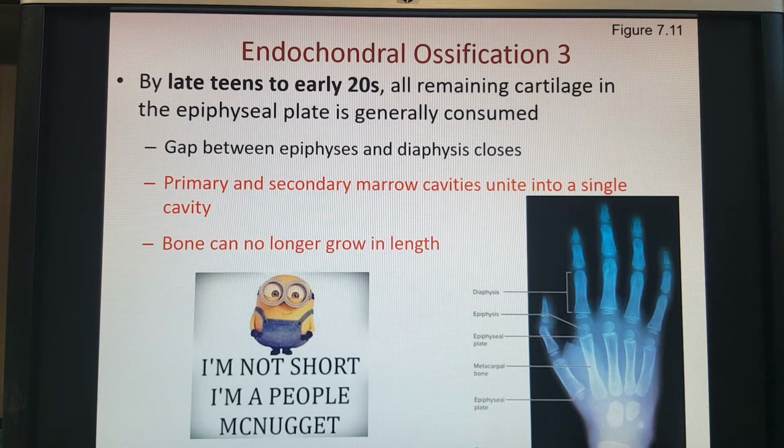I'm sorry, you are not going to get into the NBA or WNBA unless you are just really talented. Okay, so you're not short, you're a People McNugget.